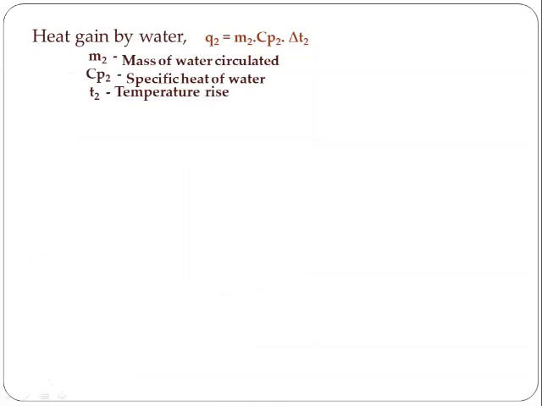Then heat gained by water, it is denoted by Q2, and the equation is Q2 = M2 × Cp2 × ΔT2. Here M2 is the mass of water circulated, Cp is the specific heat of water, ΔT2 is the temperature rise.